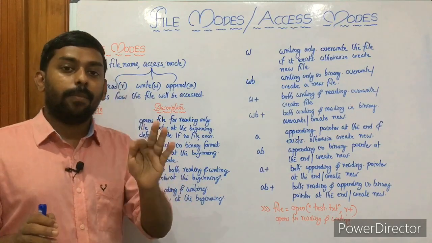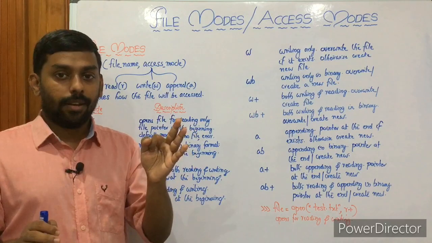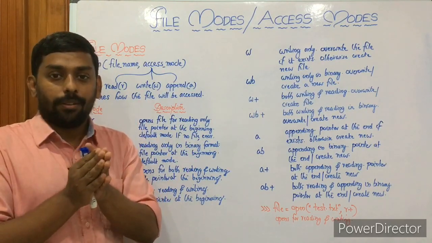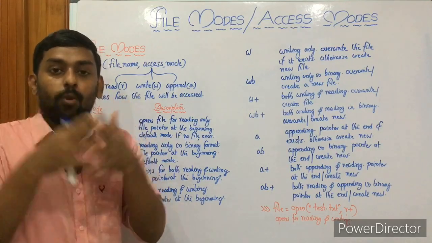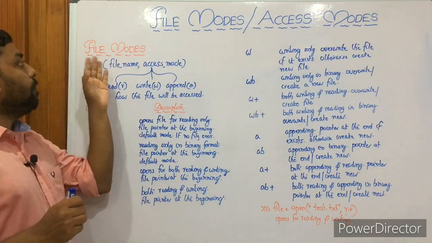We know there are three basic operations which can be performed on files: read, write and append, right? Yes. And in addition to these three operations, we are extending its scope just by adding binary and performing two operations together. Okay, yes. So let's move on to the topic, file modes.